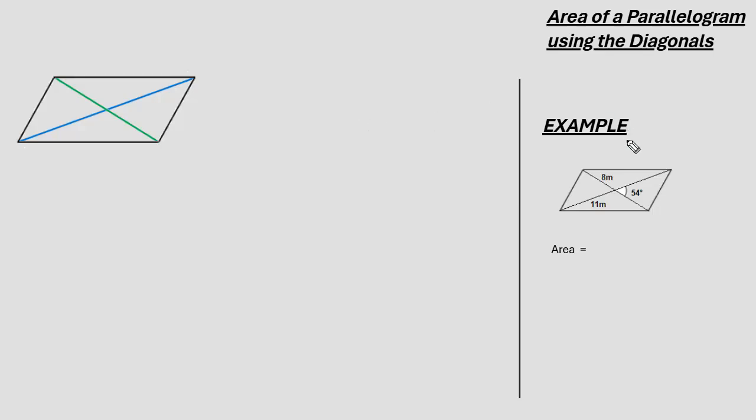Before looking at an example of how to work out the area of a parallelogram using the diagonals, it's handy to know where the sum that we use comes from. Firstly, a parallelogram has two diagonal lines inside. We can label them D1 and D2.